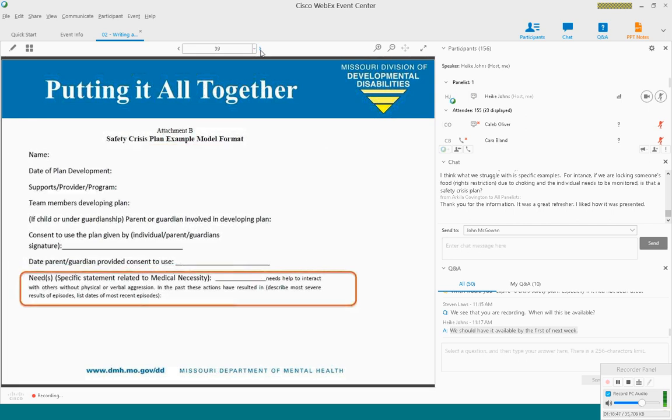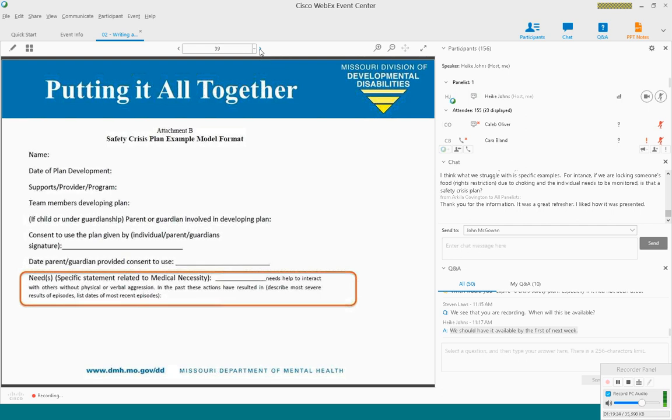The next part of the form is the needs statement. So this lets us know or describes why you need this safety crisis plan. Why is it medically necessary? Here, just describe the most severe episode of whatever has been occurring, and this provides justification as to why this plan is being put into place. It's just something that we need to have for any service that we're utilizing for an individual within the Medicaid waiver and CMS, is that things have to be done because they're necessary, not just because we want to. So we have to indicate here why it's necessary.